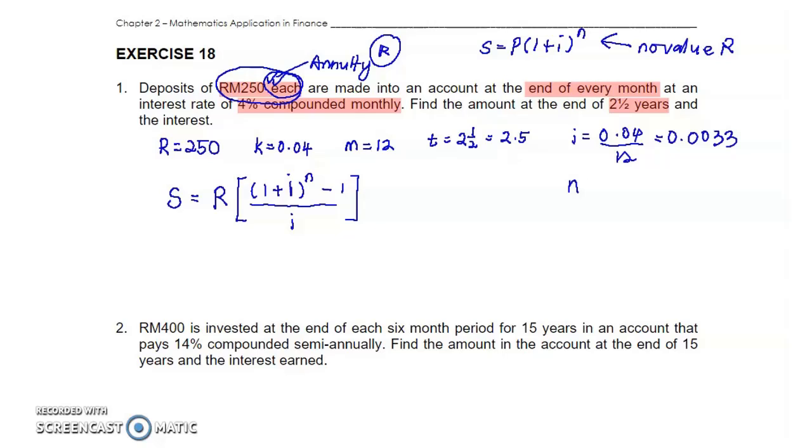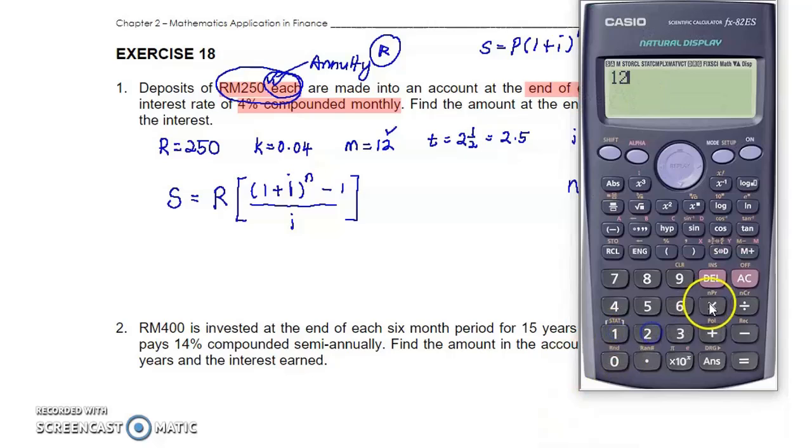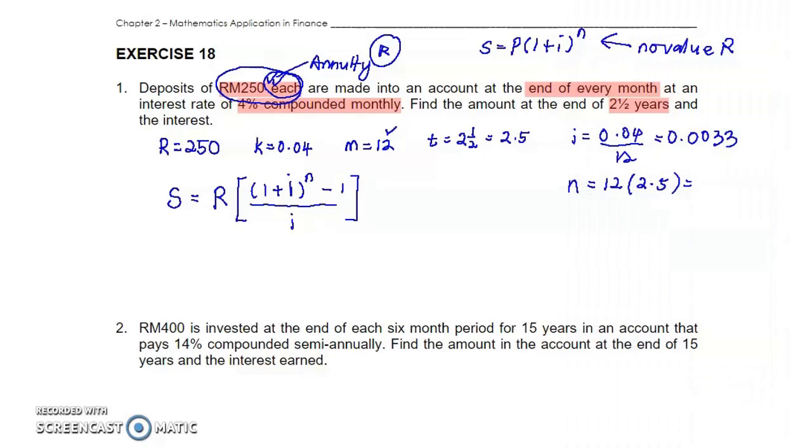So n equals, in 1 year we make payment 12 times because it is every month. So if 2.5 years, how many times? It will be 12 multiplied by 2.5. So 12 multiplied by 2.5 is 30. Okay, now substitute the value.